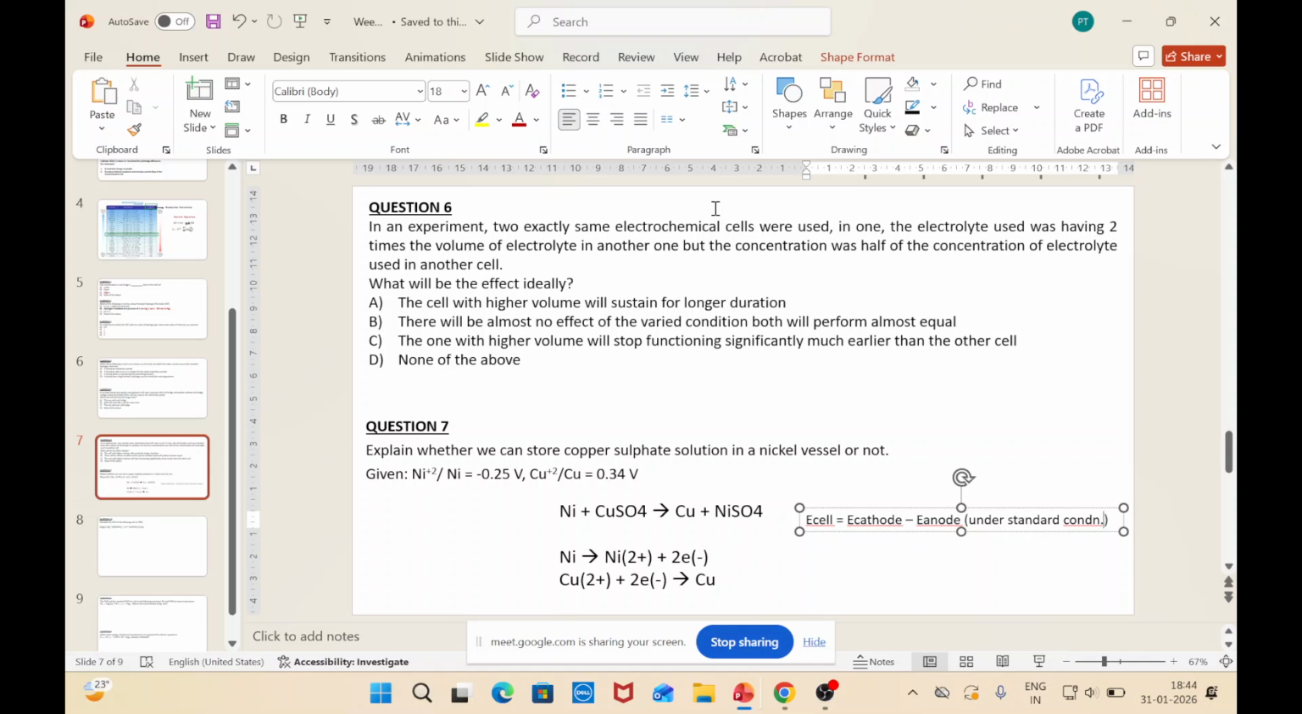Standard reduction potential values are given. That is the values of cathode and anode. Based on this, you should be able to calculate the E of the cell. What is the EMF of the cell? Assume that this is an electrochemical cell, and then do the reactions and solve the problem.